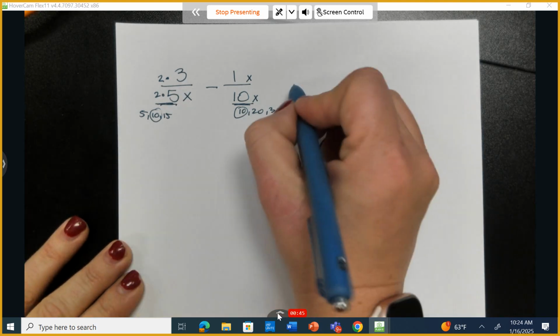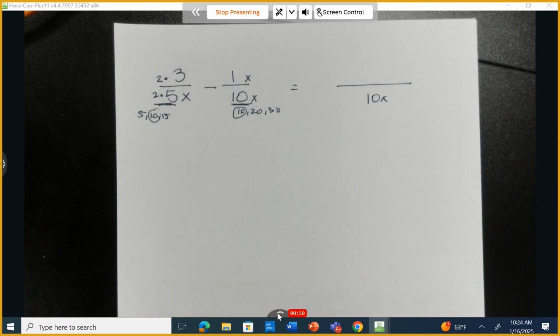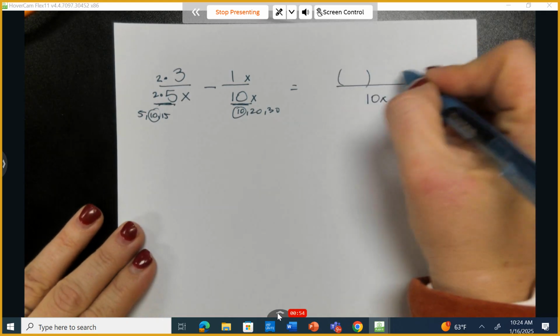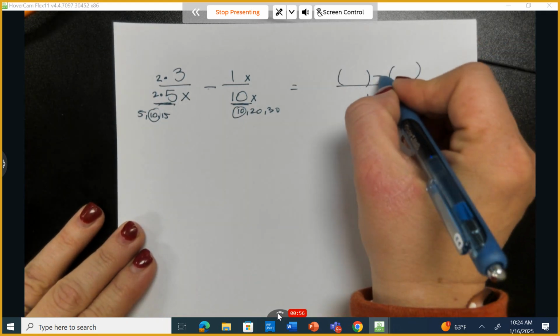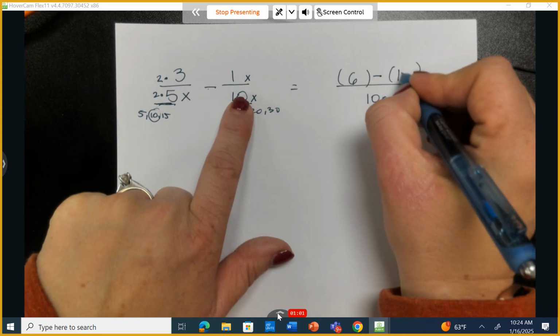Okay. Next up, what do they both have? They both have just a 10x. I write it down one time. They both have exactly a 10x. There's a left side and there's a right side and there's subtraction in between. The left side has 2 times 3. The right side has 1x.